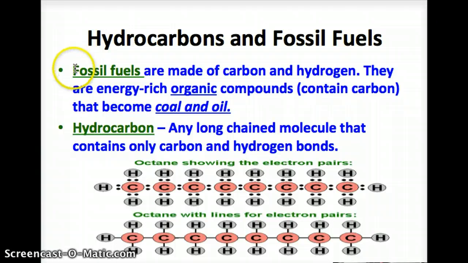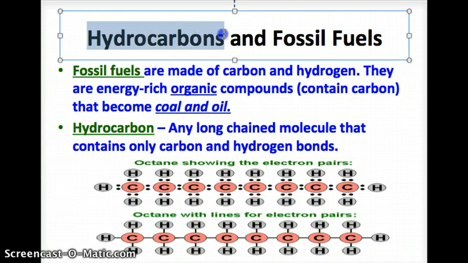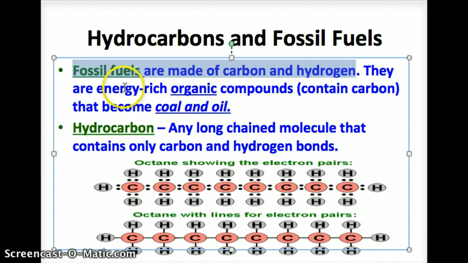So again, a reminder about what fossil fuels are. Fossil fuels are made of carbon and hydrogen. They are called hydrocarbons. The word hydro means hydrogen, and carbon is carbon. So hydrocarbons are molecules that are made up of hydrogen and carbon. An example of a hydrocarbon is fossil fuels. They are energy rich, so they have a lot of potential to release a lot of energy.